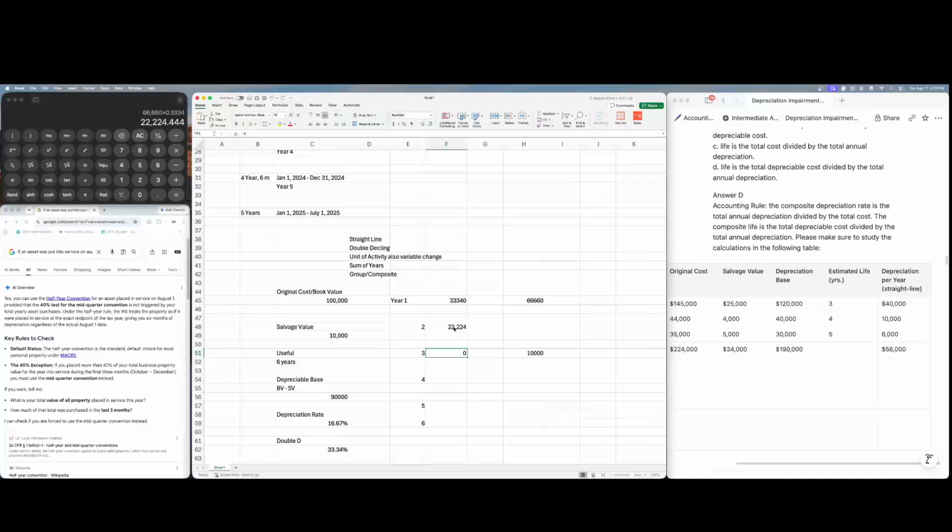So then for that year, it will only be 1,000 depreciated, and then the next year will be like 0, for example, because there's no more depreciation that's possible. So that's double declining.